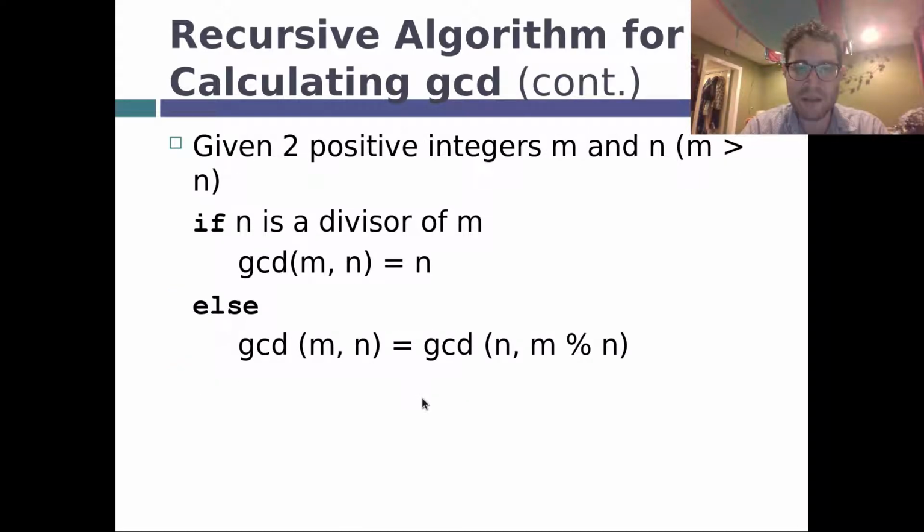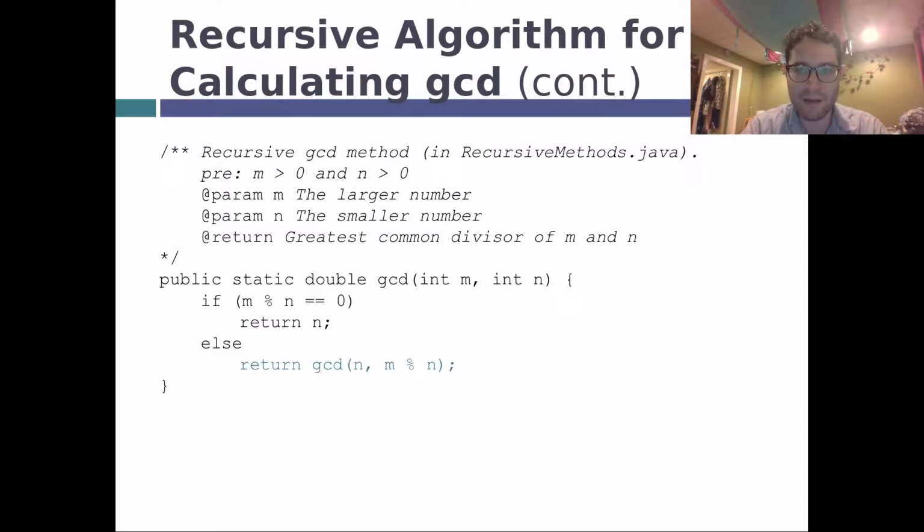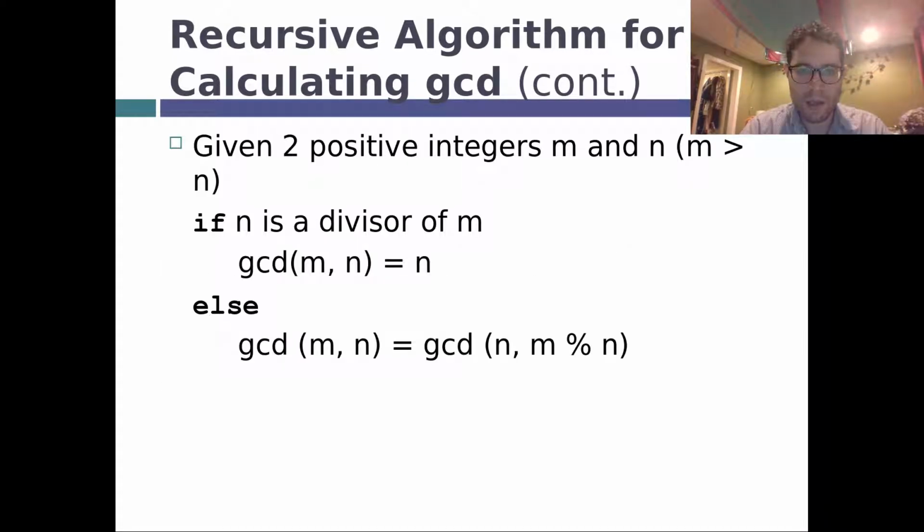So for the greatest common divisor, there's a recursive algorithm, Euclid's algorithm, a very old algorithm that says: given two positive integers m and n, if n is a divisor of m, then n is the integer that divides both. Otherwise, the GCD of m and n is the GCD of n and m mod n.